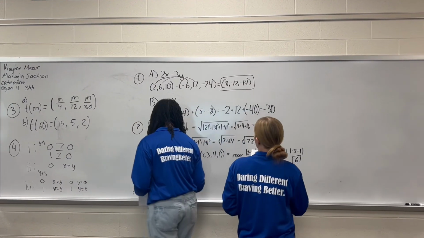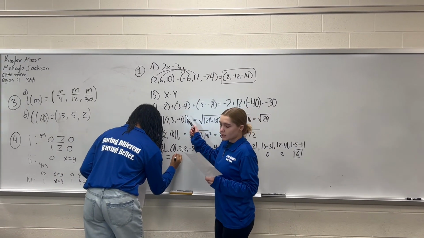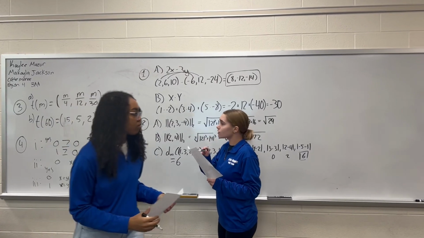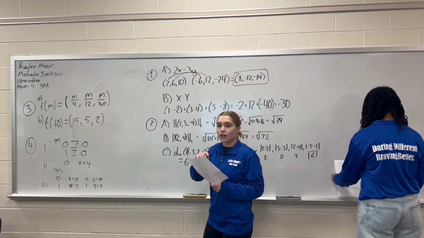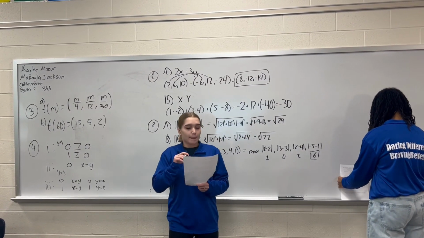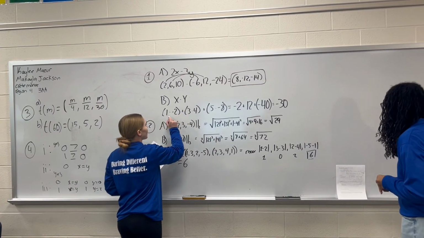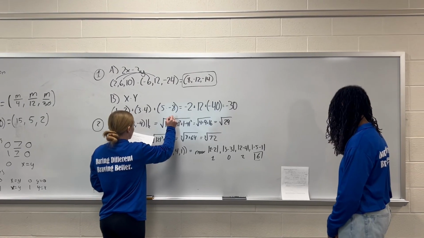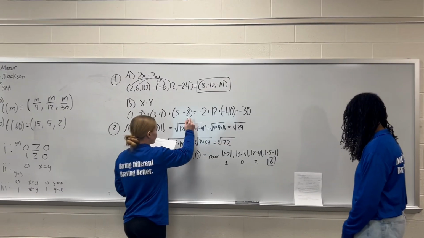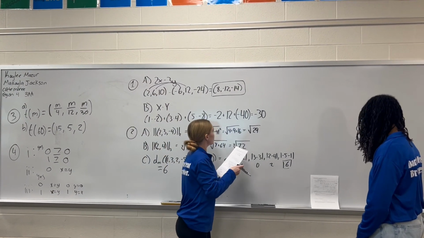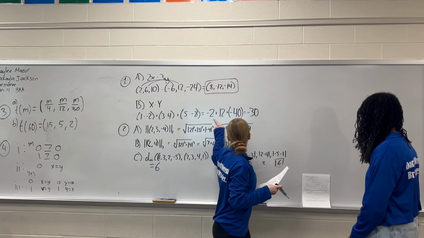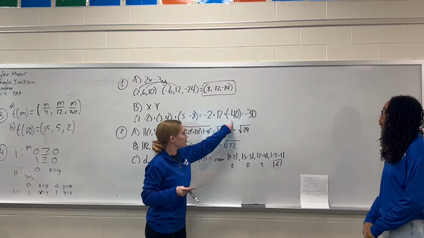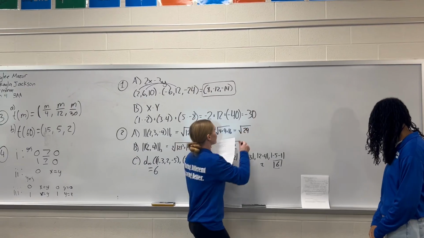Then for part B, we're going to use dot product. So that is when you take the first value of x and you multiply it by the first value of y, and you do the same for each one. So we have 1 times -2, 3 times 4, 5 times -8, which comes out to -2 plus 12 plus -40, which comes out to -30.